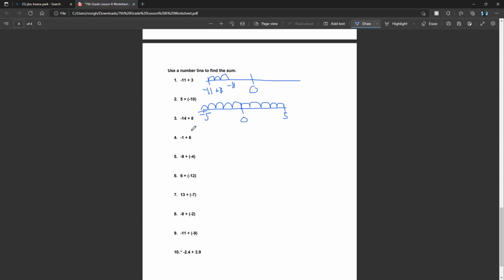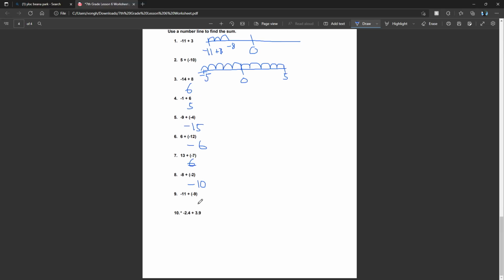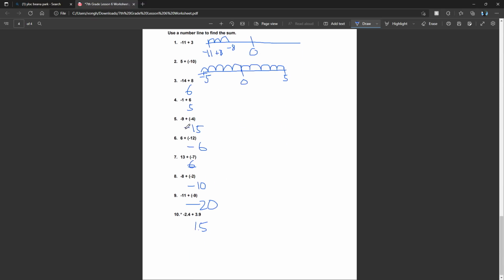So for number 3, the answer should be 6. Number 4 should be 5. Number 5 should be negative 15. 12 should be negative 6. 13 should be positive 6. 8 should be negative 10. And 11 should be negative 20. And then 10 should be 1.5. So yeah, try doing the rest on your own. Here are the answers. So yeah.